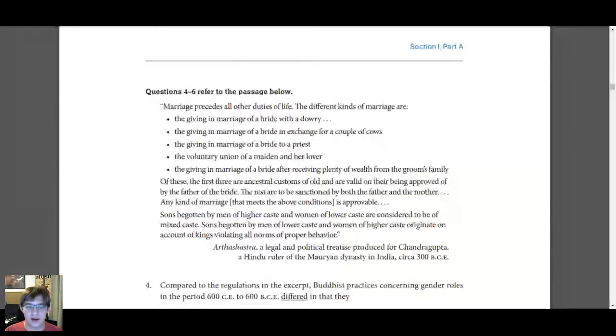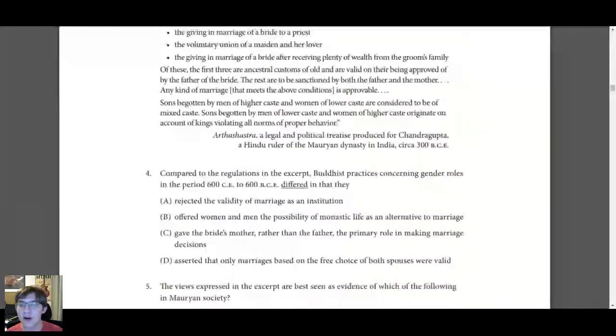Period 1. Compared to the regulations in the excerpt, Buddhist practices concerning gender roles in the period 600 to 600 differed in that they: A, rejected the validity of marriage as an institution; B, offered women and men the possibility of monastic life as an alternative to marriage; C, gave the bride's mother rather than the father the primary role in making marriage decisions; or D, asserted that only marriages based on the free choice of both spouses were valid.